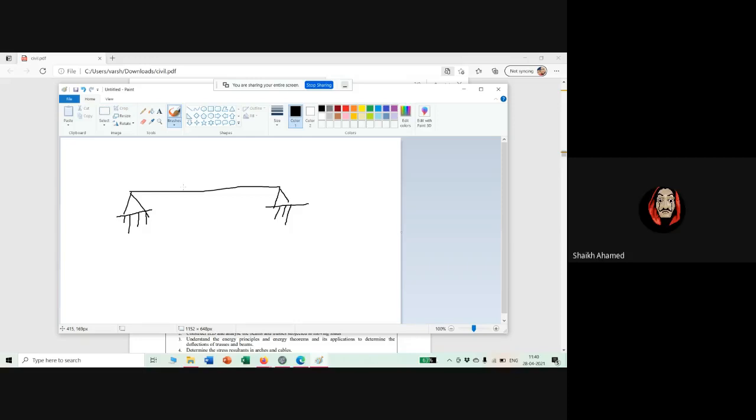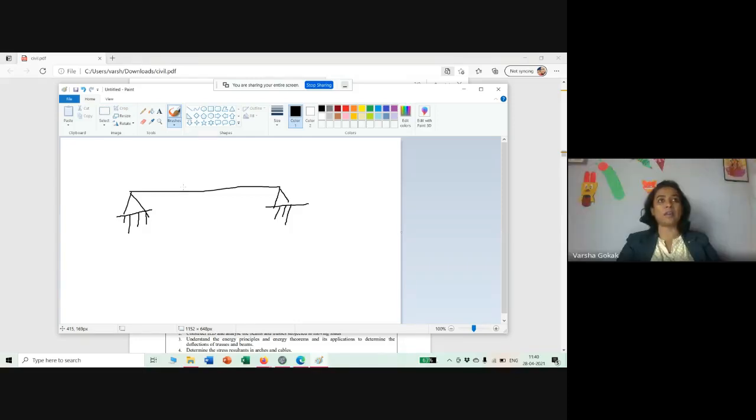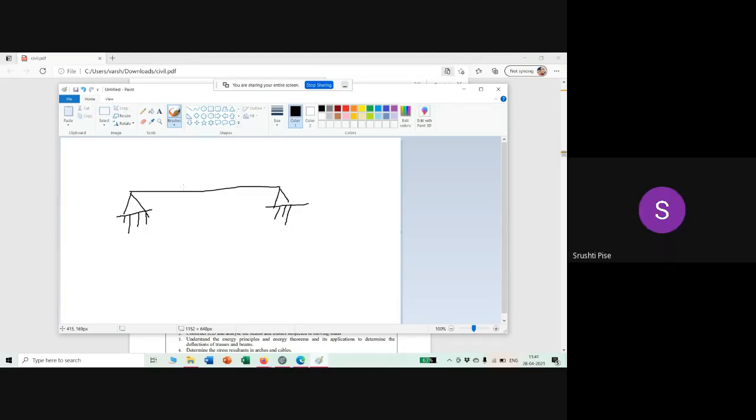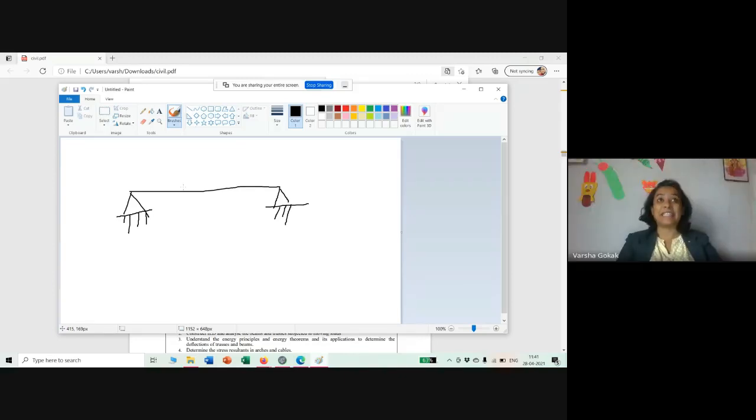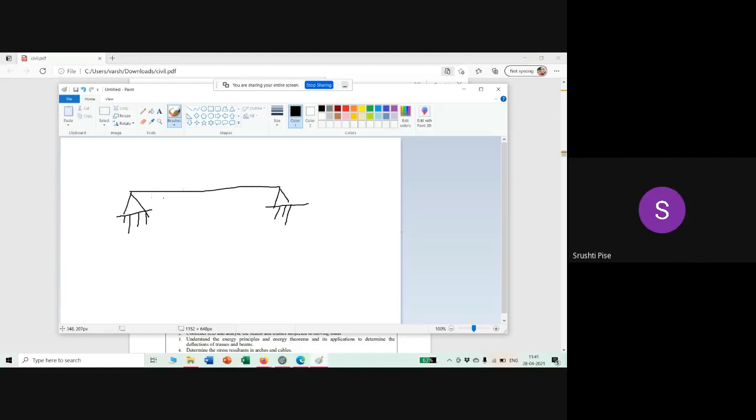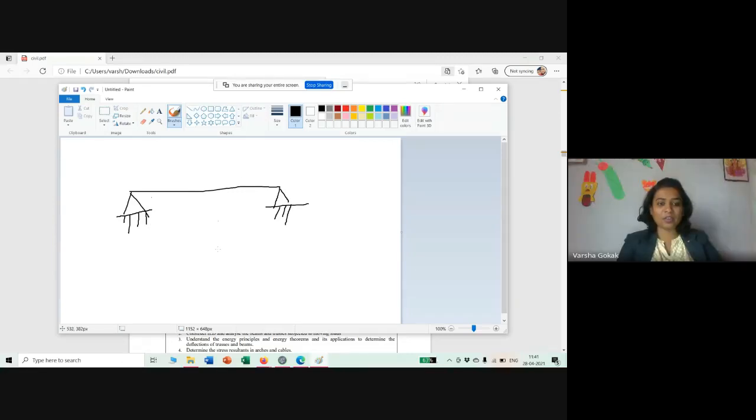Have you solved this type of example in your strength of materials? No, ma'am. What was the maximum total number of unknown reactions you did? Two, ma'am. Only two? If I give you a cantilever, sometimes three. Correct. Always it is three in SOM when you studied.